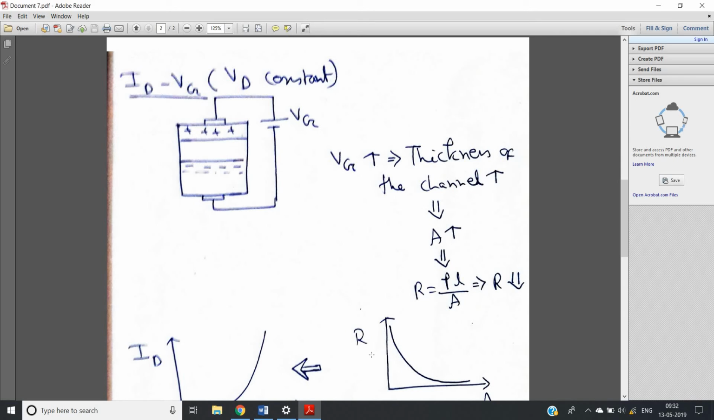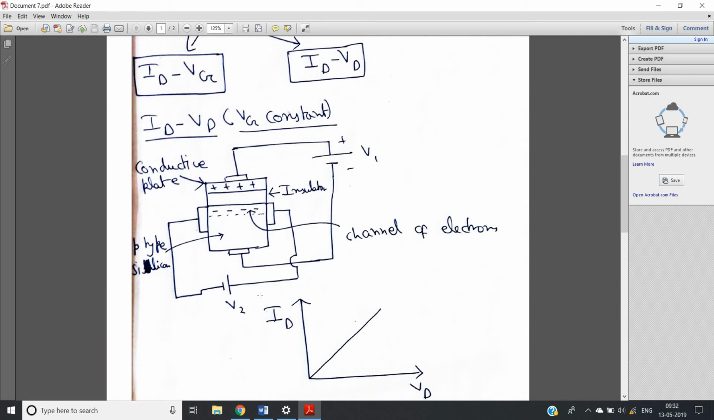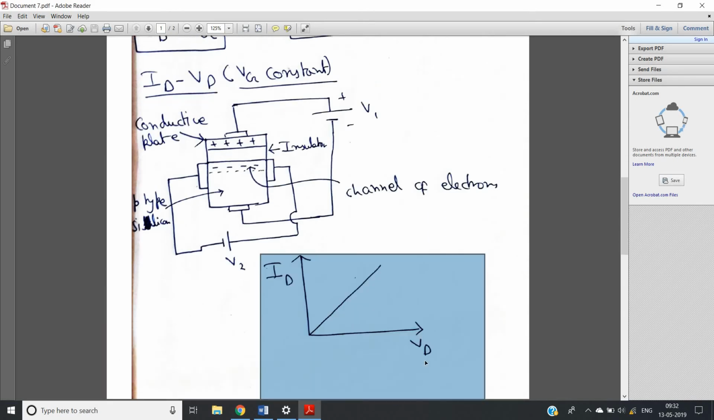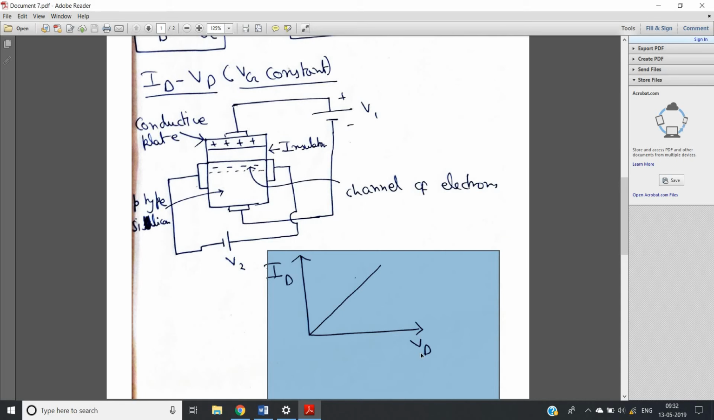Okay, and this graph is simply V equals IR, the Ohm's law graph, for the drain current versus the applied drain potential, keeping the gate potential constant. Okay, so these two characteristics are very important.